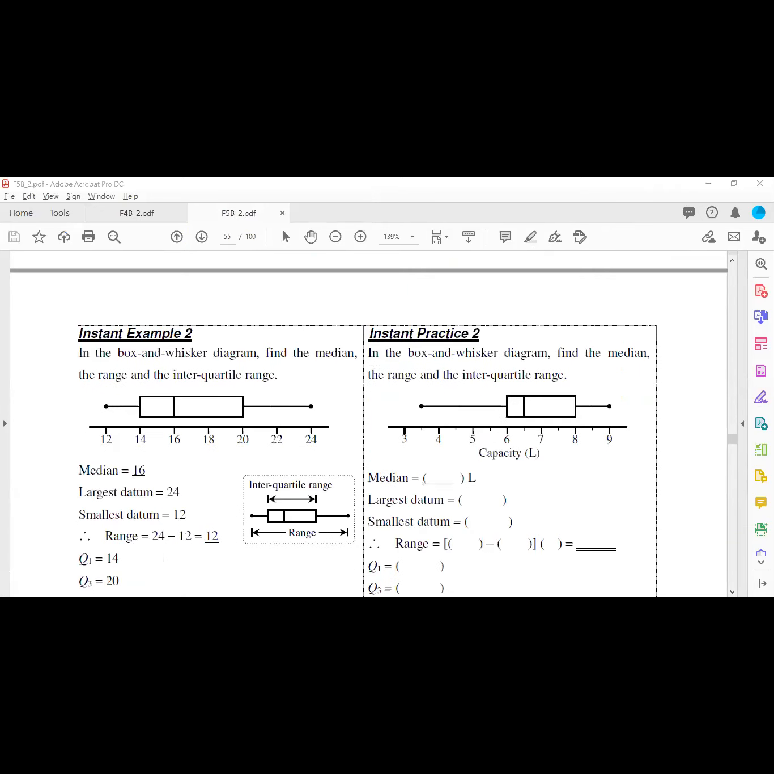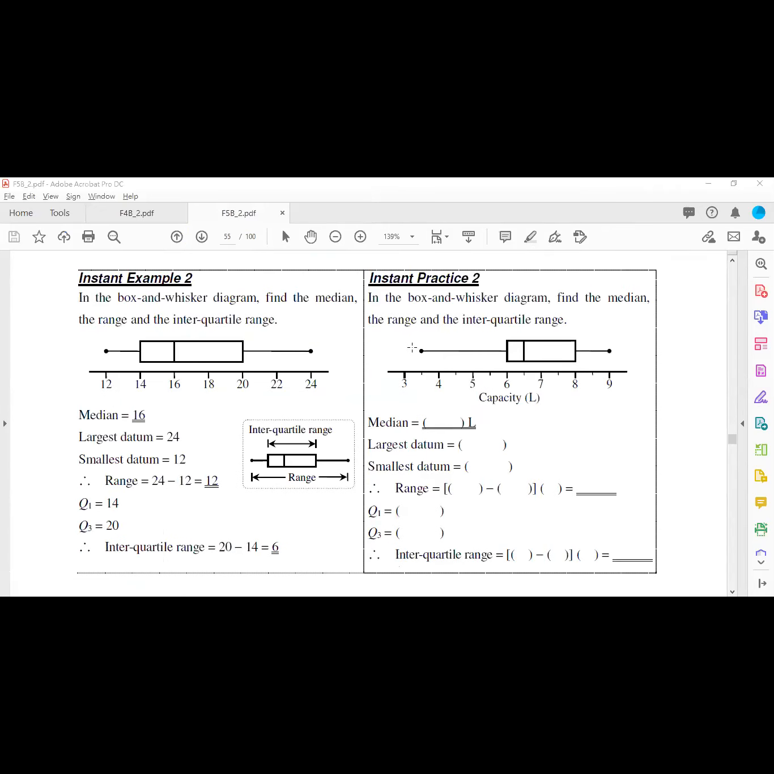I'm going to clear the board now. Next page. This time the question gives you the box and whisker diagram, and then you need to find the information from the box and whisker diagram.